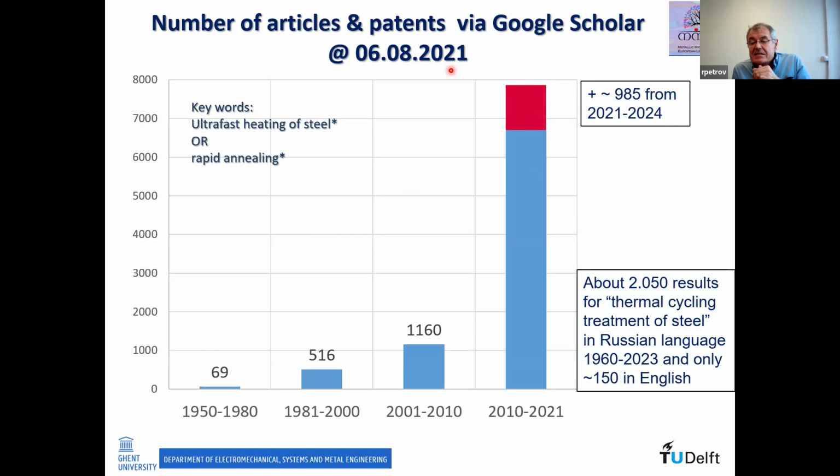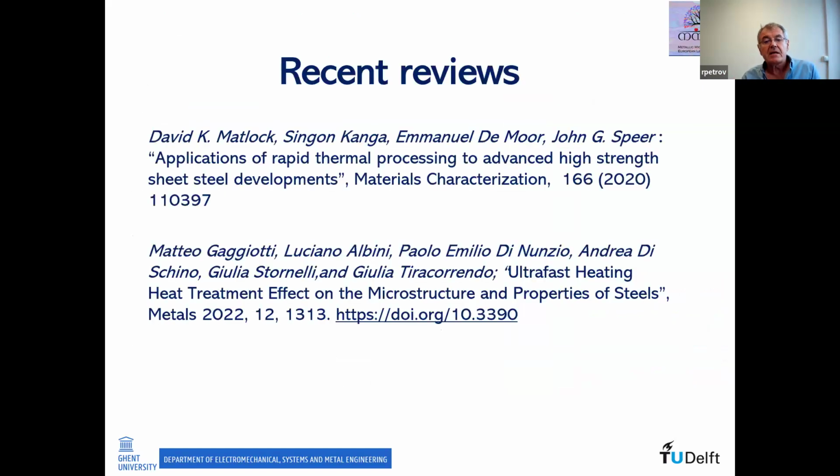Results about thermal cycling are not so well pronounced. I found only around 2050 results, most of them in Russian language, in the period 1960 to 2023, and only 150 in English. This means that this topic is probably either forgotten, or not well studied, or not yet considered for application. So if you'd like to see more about that, we can take a look at the recent reviews of those colleagues.